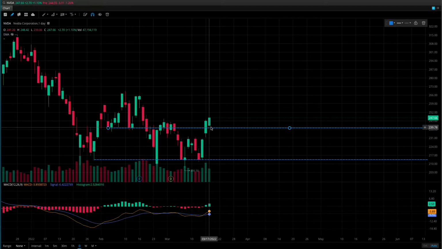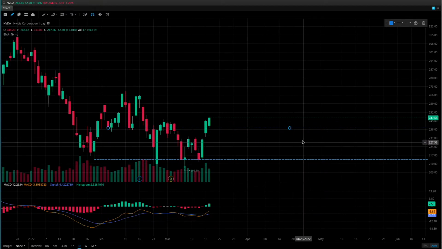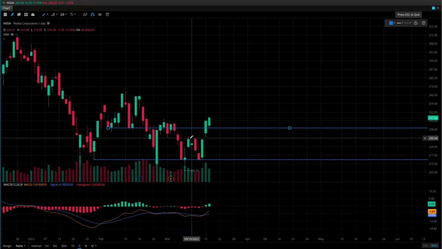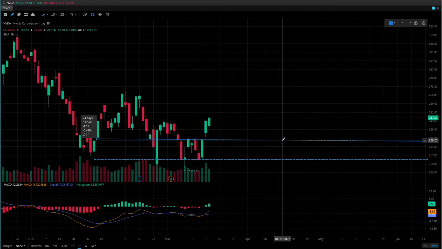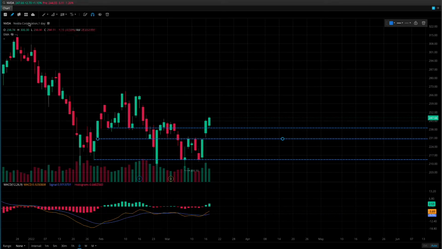So the more touches it has, the better level it is. Here you see that there was a level from all the way over here, so you can add that one in too. Let's see, let's add in another one.